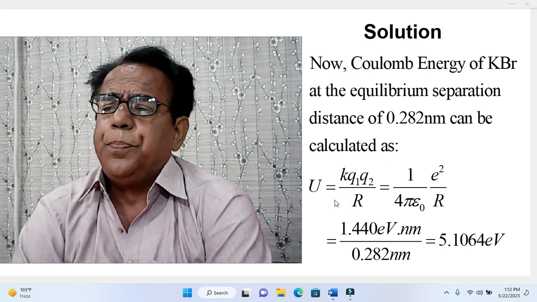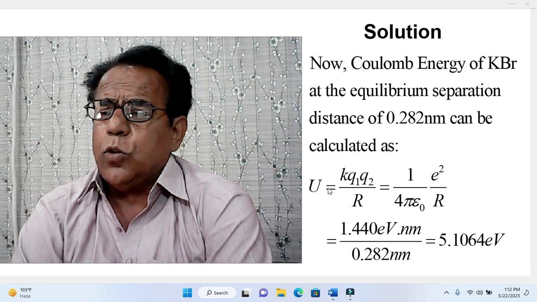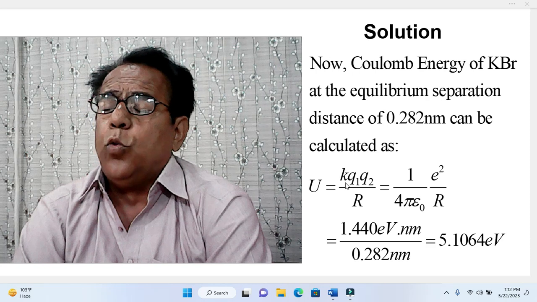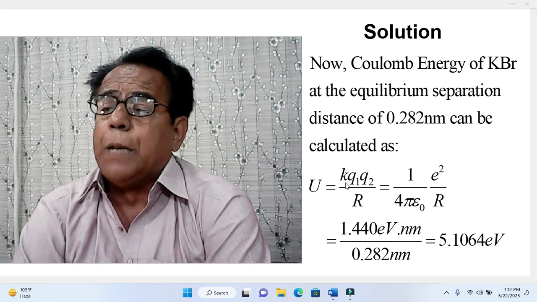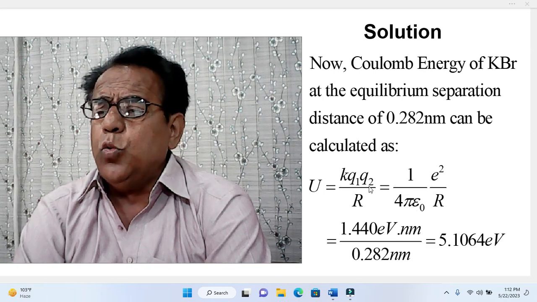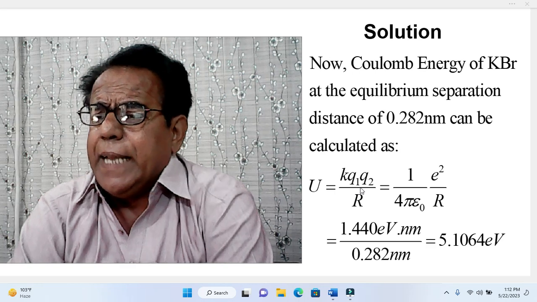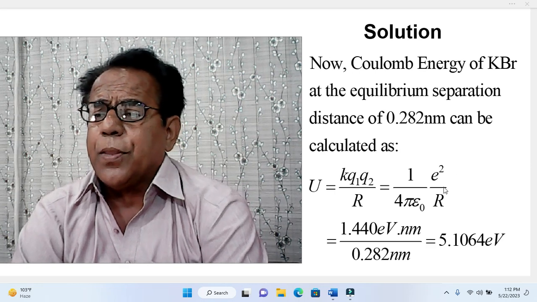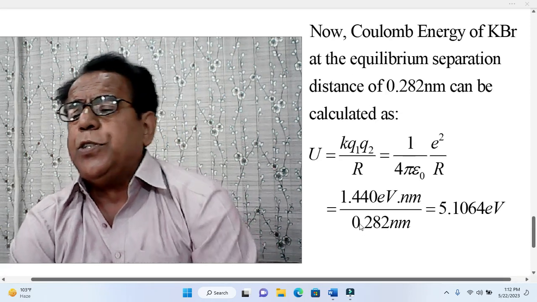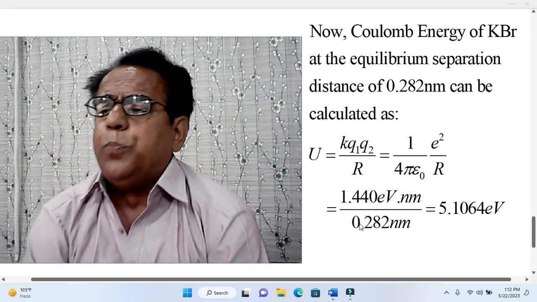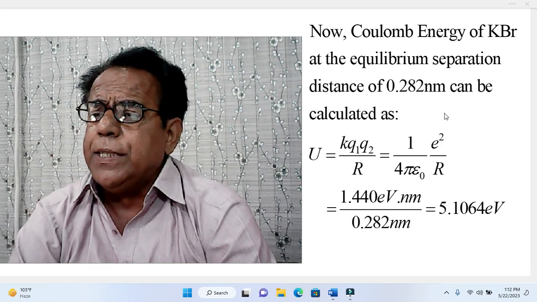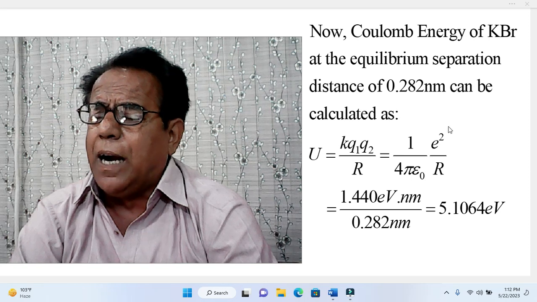The electric potential energy is equal to K Q1 Q2 over R. Here K is the electric constant or Coulomb constant and is equal to 1 over 4 pi epsilon naught. In place of Q1 Q2 we will take e, and hence we get e square over R. This is equal to 1.440 electron volt nanometer over 0.282 nanometer.